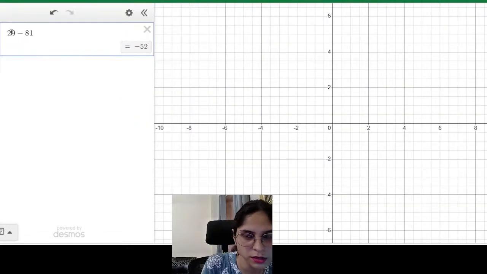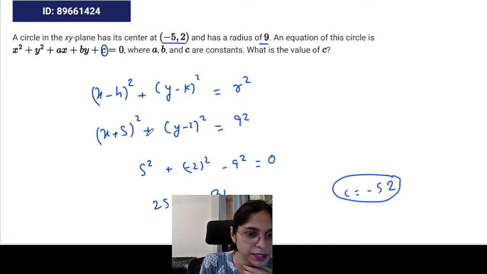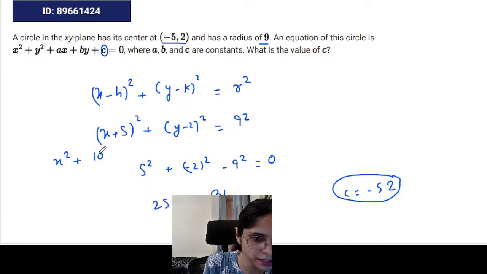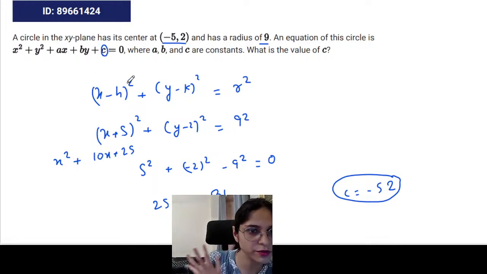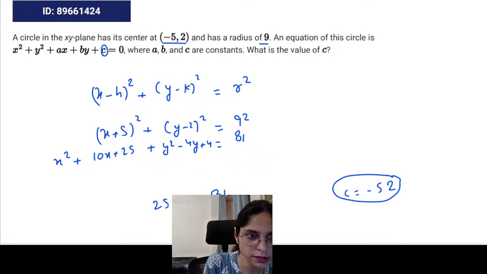That is -52. Now I'll explain what I did. If you want to solve completely, you can also do that x squared. It will be x squared plus 10x plus 25. So I'm not taking x squared and 10x because they are not the constants. And this one will be y squared minus 4y plus 4 equals 81. So to contribute to C, I just have 25, 4 and minus 81. Alright, that is why I didn't talk about these things.